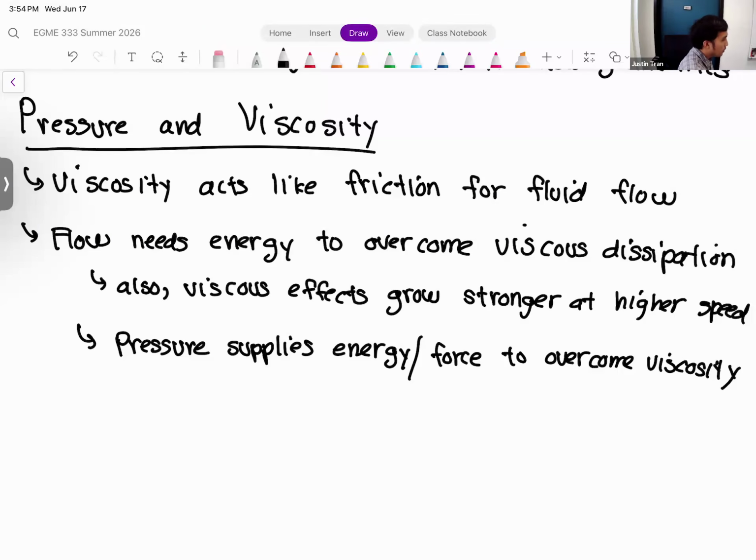And so there's actually a very strong correlation between how much pressure drops in a pipe flow situation and how much viscous effects are going to be there. Okay.